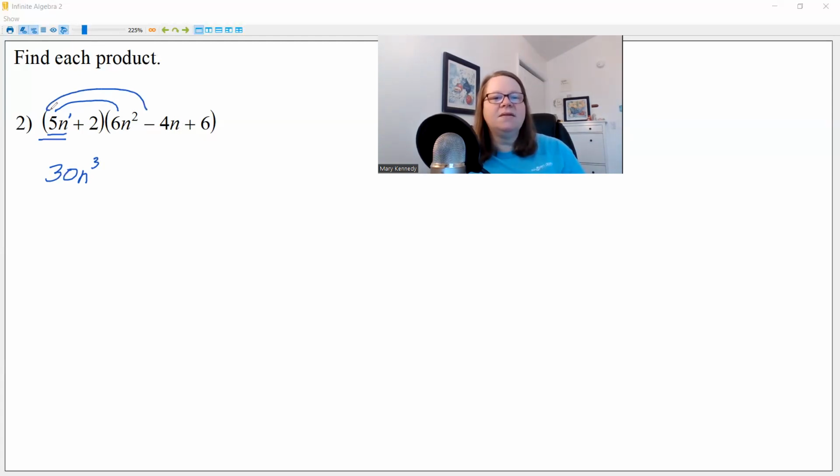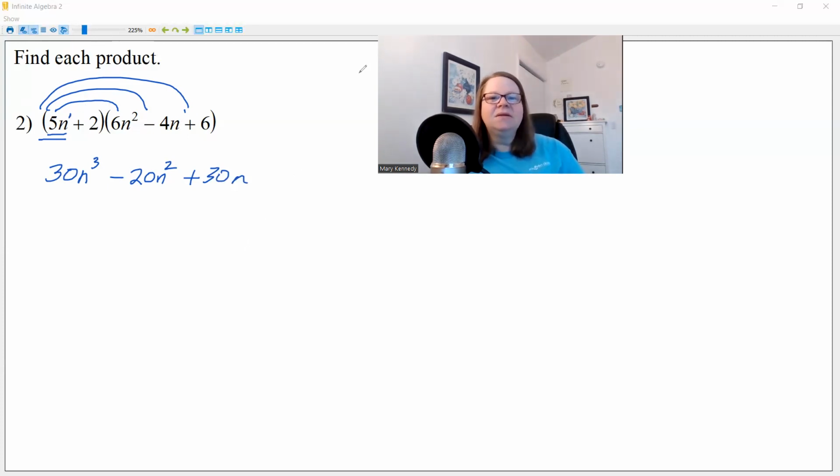All right, 5n times negative 4n. That's going to be negative 20. And then again, I can add the exponents. I've got 1 plus 1, so that's 2. n times n is n squared. And then 5n times 6. 5 times 6 again is 30. And this time we just have the 1 n tacked onto it.